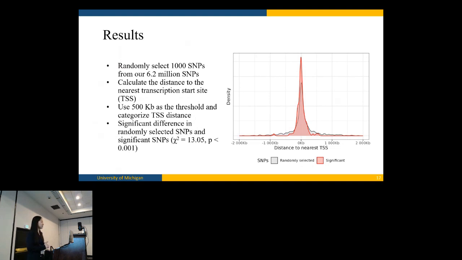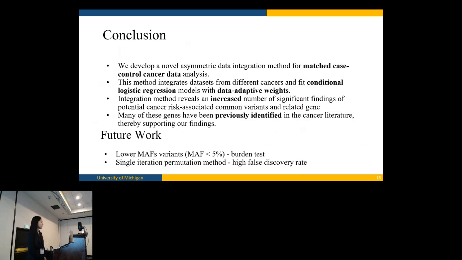To test our findings, we use 500,000 base pairs as the threshold to categorize the TSS distance. Then we use a chi-square test, and we find a significant difference between randomly selected SNPs and significant SNPs, with a p-value less than 0.001. And now here's our conclusion.